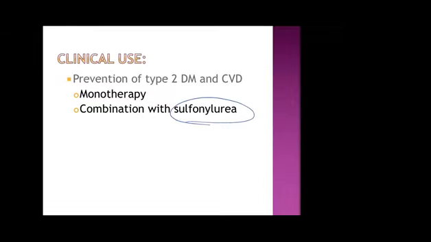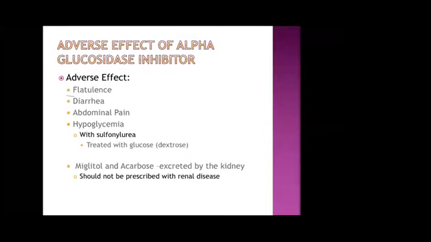Ano ang common adverse effect ng alpha-glucosidase inhibitors, utot ng utot, flatulence. So ang common adverse effect nito ay flatulence kasi nga hindi mo na-absorb yung complex carbohydrate. So, parang lactose intolerance, parang ganun yung dating. Kaya meron ka ring diarrhea, abdominal pain, and chances are hypoglycemia as well, especially when combined with sulfonylureas.